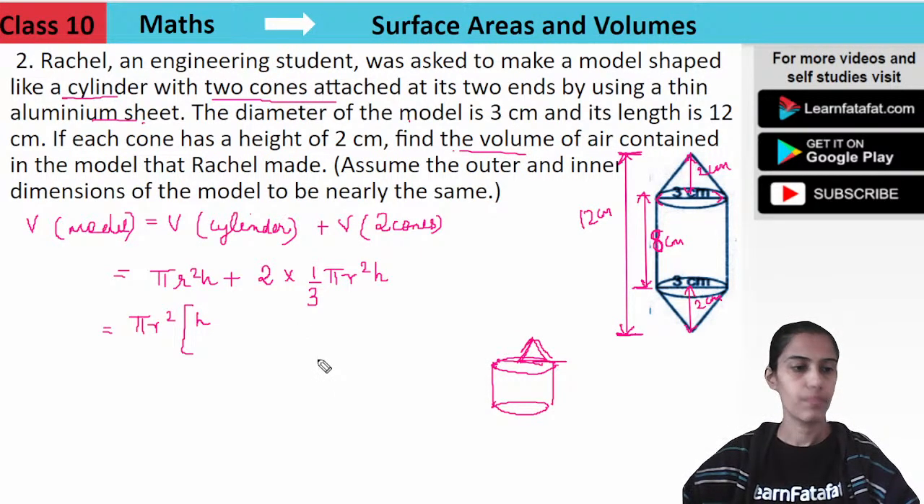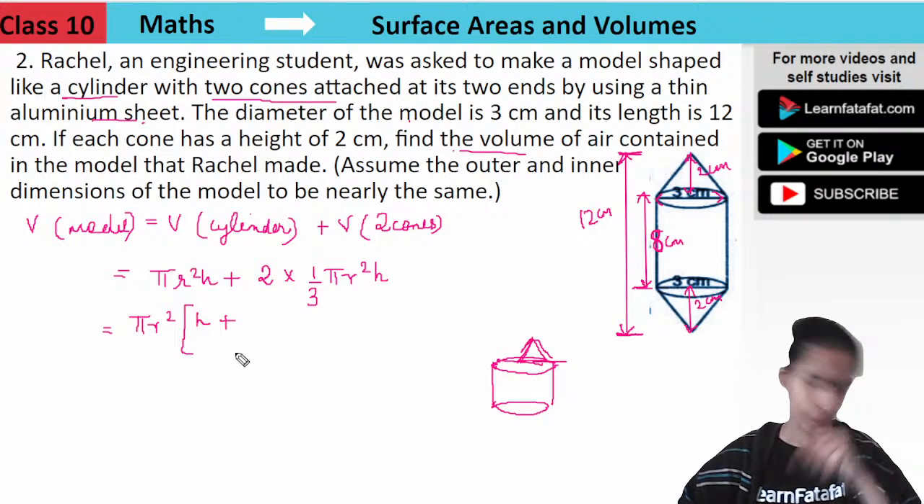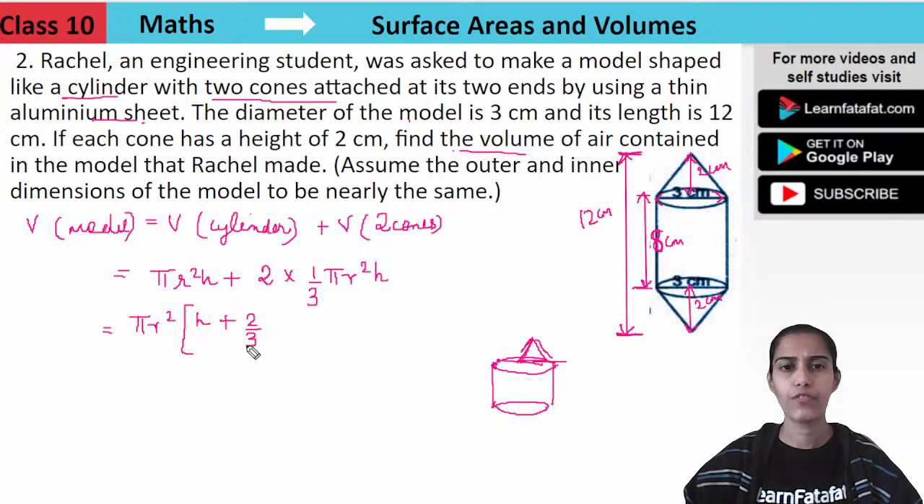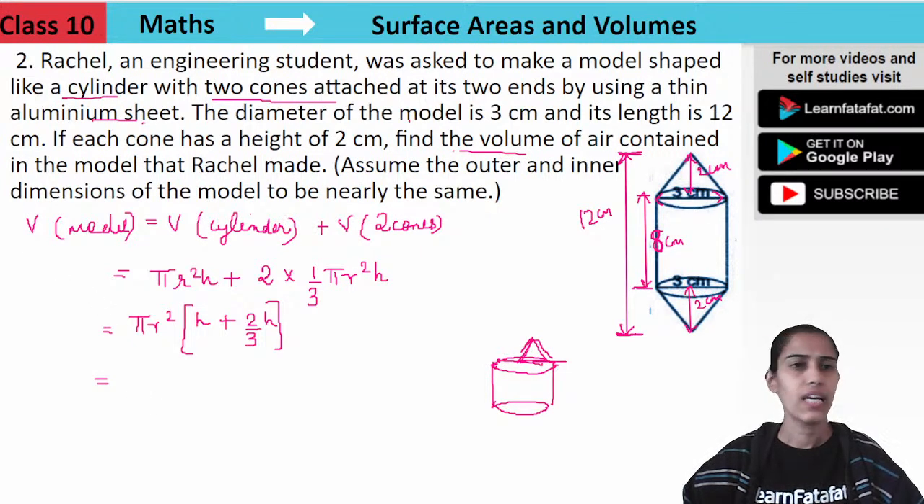यस, r स्क्वायर कॉमन, तो फर्स्ट टर्म में बच गया h. सेकेंड टर्म I am left with 2 by 3 height. Okay, now what we will do is do the substitutions and then answer find करते हैं. Let's do the calculation here.